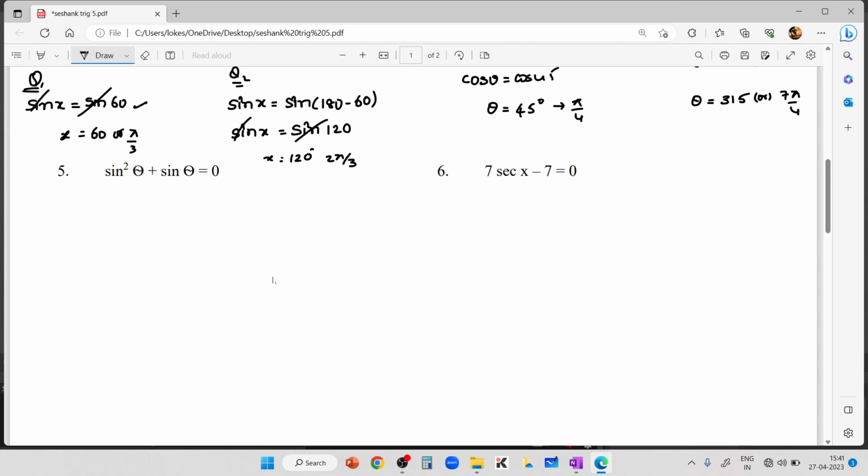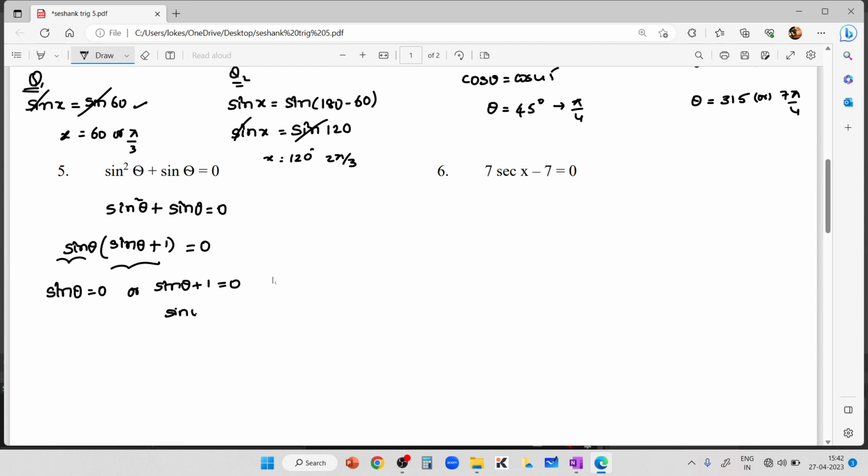Yeah, sin square theta plus sin theta is equal to 0. That means, though it is a quadratic equation, since there is no constant term here, no need to do factorization. Instead, we can take sin theta as common here. So if I take sin theta as common, I'll be left with one more sin theta here, and here sin theta times 1 is sin theta. So I got two factors. So that means either sin theta is equal to 0 or sin theta plus 1 is equal to 0. That means either sin theta is equal to 0 or sin theta is equal to minus 1.